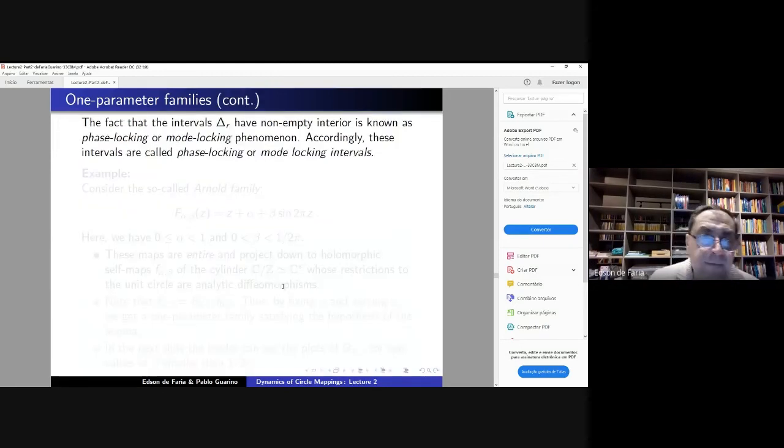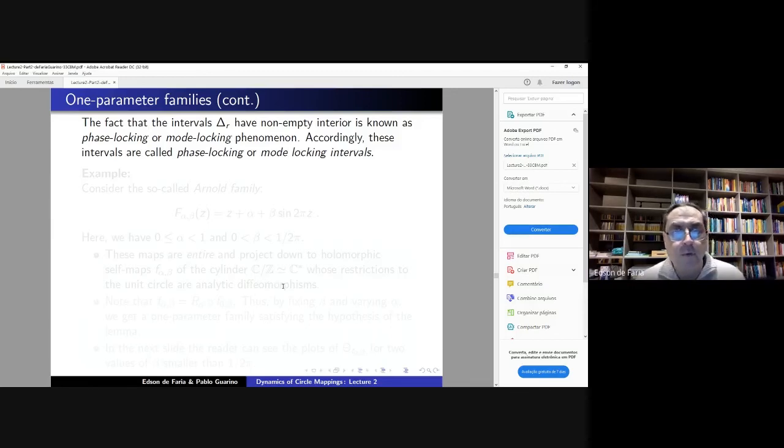These intervals get a special name. When you fix a rational r and you look at the set of all parameters in the family for which the rotation number of the corresponding map is equal to r, this interval is called a phase locking or mode locking interval. This devil's staircase phenomenon is what people usually call a mode locking phenomenon.